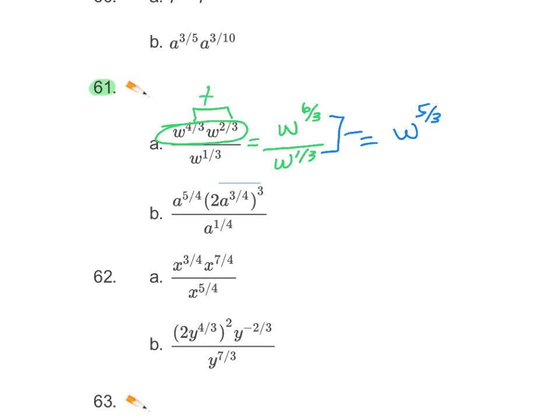Now, if I asked you to write that in radical form, what would this be in radical form? 3 would be the index. Perfect. 3 is the index. The cube root of w to the 5th. Good.